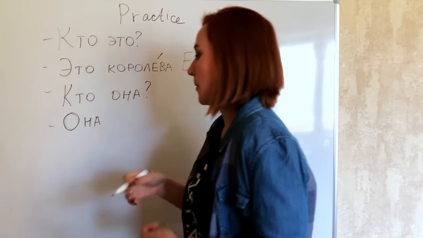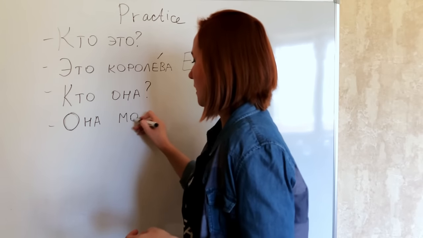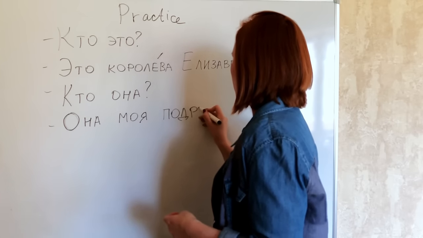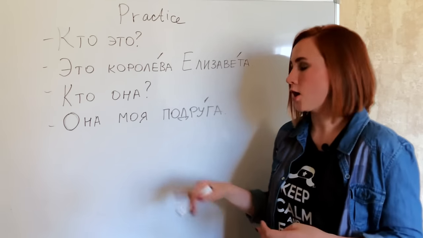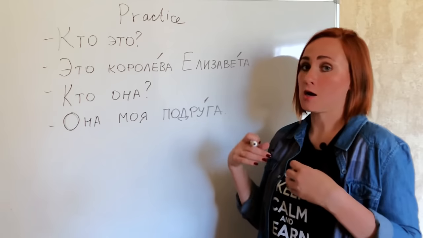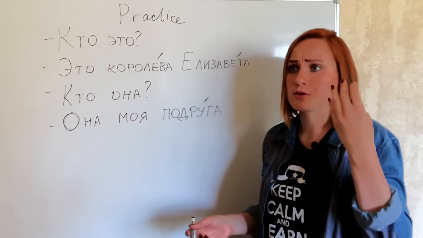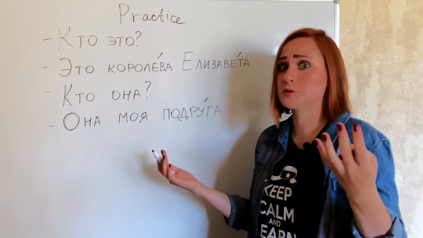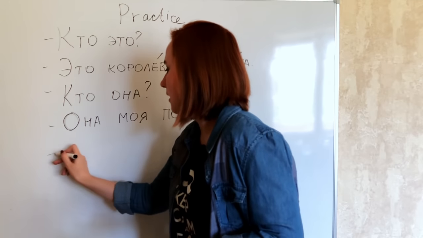Она моя подруга. Подруга, again, подруга, она моя подруга. And then you may pretend as if you don't hear, and you can ask, is she your friend? Are my ears deceiving me? Is Queen Elizabeth your friend? Let's write it down.